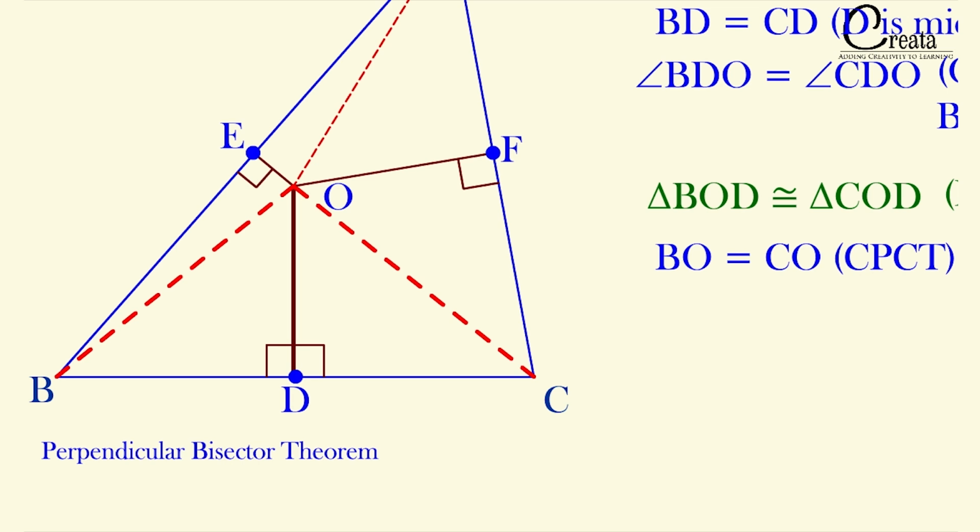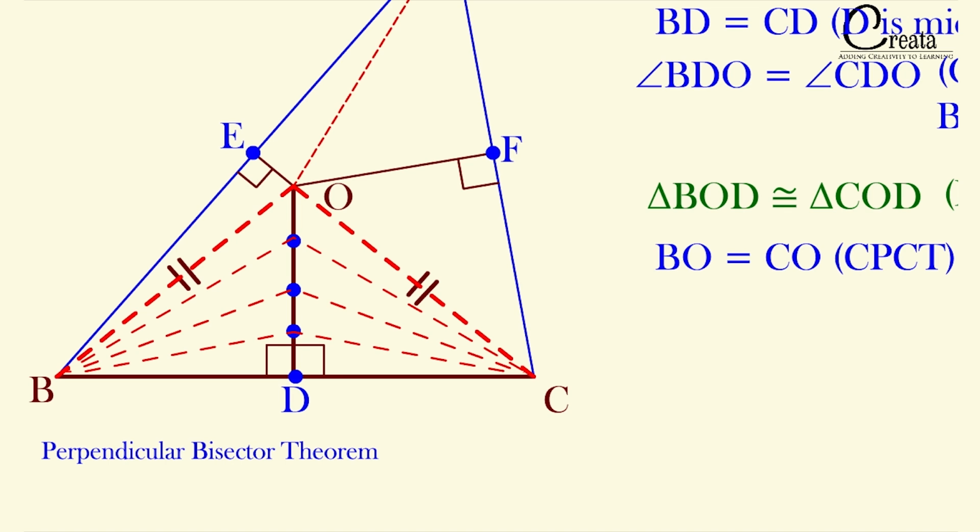Here OD is the perpendicular bisector and BC is the segment, and the point O will be equidistant from the ends of the segment, that is points B and C. If we take any point on this perpendicular bisector, all these points will be equidistant from the points B and C. That is the perpendicular bisector theorem. Just a small concept we have added, you should know it.